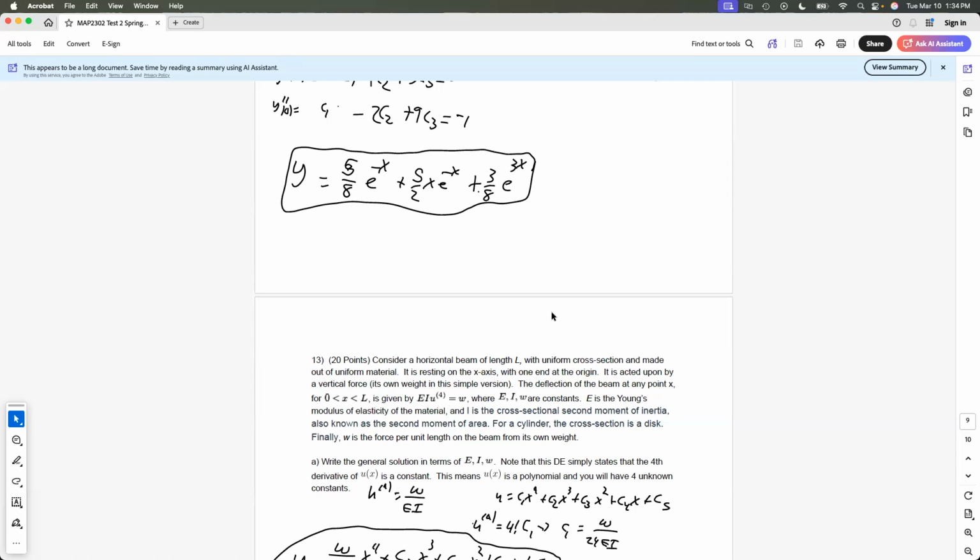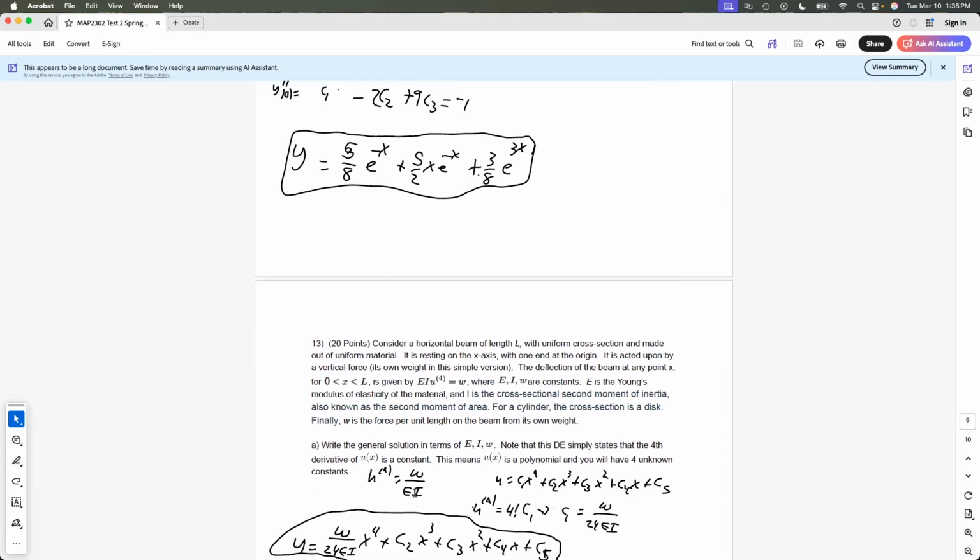So here's our idea. We've got this DE. It's a fourth order non-homogeneous DE. The homogeneous version is just going to be u to the fourth equals 0. And then the non-homogeneous part, where we get our particular solution, is just going to be a constant. I can rewrite my DE to say u to the fourth equals this constant.